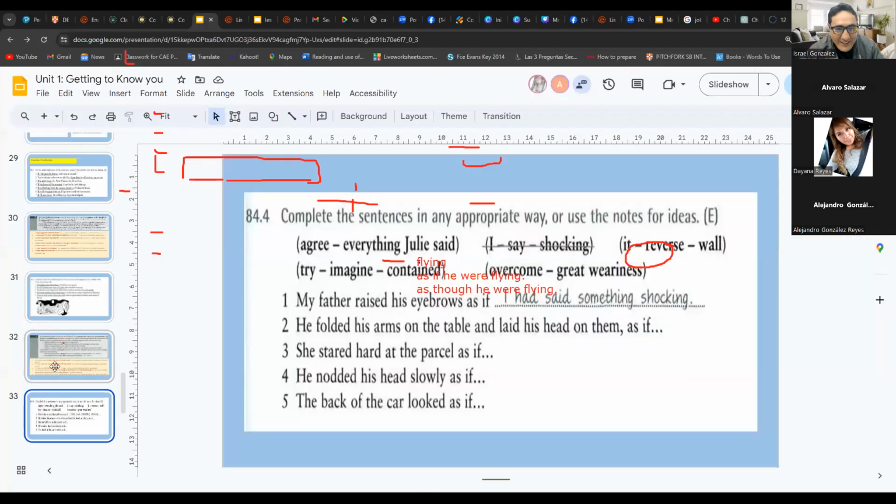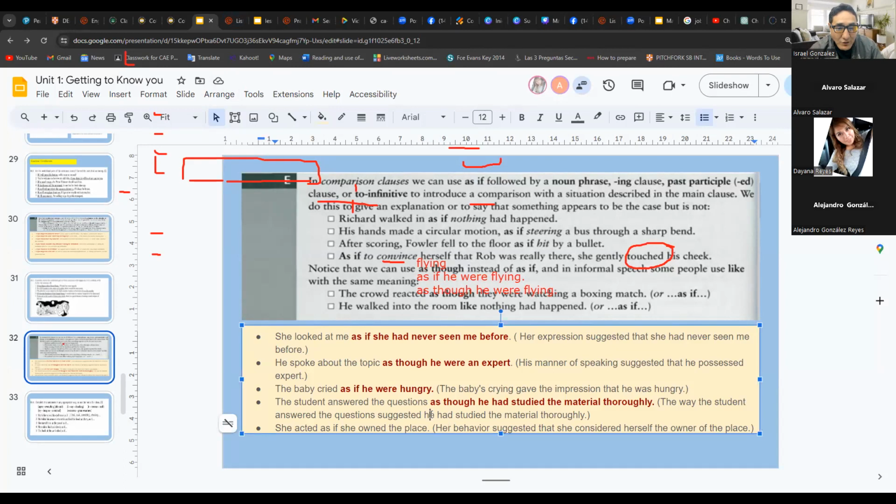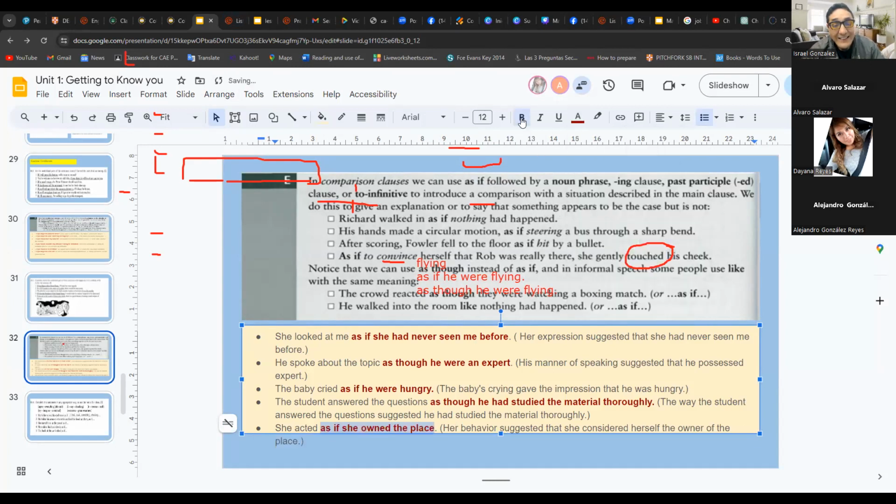Well, as you can see, these are all imaginary situations. You don't know if it is real or not. This is the perception that you got. That is why we use this structure with, well, similar to the second conditional, as if she owned the place. The real thing is that you know that this person doesn't own the place, but you say as if she owned the place, because that is the perception that she gave me.